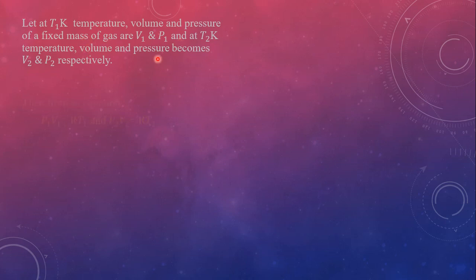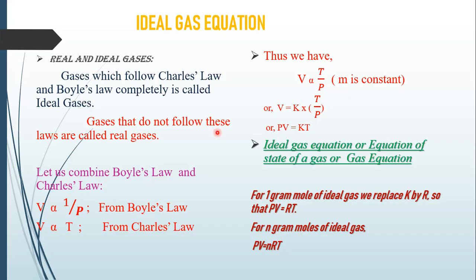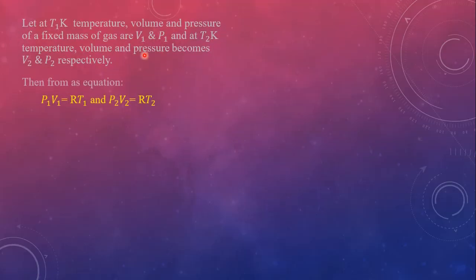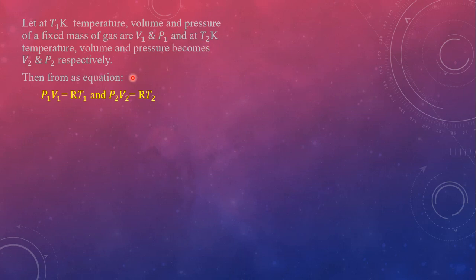So what we can do is, we can use the gas equation for the initial condition, that is when the temperature is T1, P1 V1 is equals to RT1. Just using this equation, PV is equals to RT. And for the second condition, it is P2 V2 is equals to RT2, right? Now if we divide equation 1 by equation 2, what we get is P1 V1 by P2 V2 is equals to RT1 by RT2. You see here, R gets cancelled now. What we get is P1 V1 by P2 V2 is equals to T1 by T2.